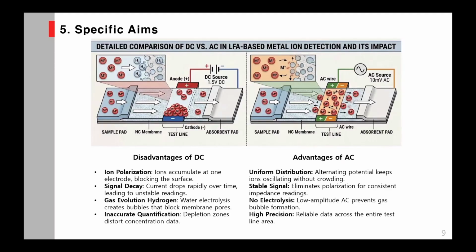Then why choose AC over DC? DC causes ion polarization, leading to signal decay and gas bubbles that block the membrane. In contrast, AC keeps ions oscillating, ensuring a uniform distribution. It also prevents electrolysis, so no gas bubbles are formed. Therefore, AC is our choice for stable, high precision quantitative analysis.